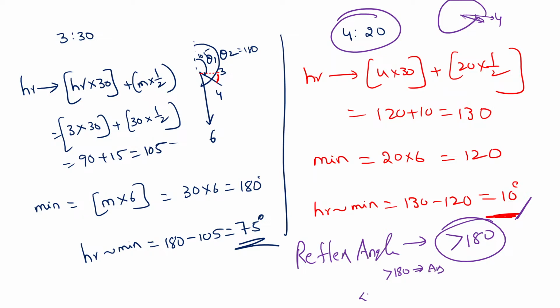But if your answer is less than 180, do 360 minus your answer to get the original reflex angle, which is 350 in this case. If it is a normal angle, just subtract one from the other, that's more than enough. But if he is asking for a reflex angle, which has to be more than 180, and you already have more than 180, no need to do anything. But if you have less than 180, do 360 minus your answer to get the final answer.